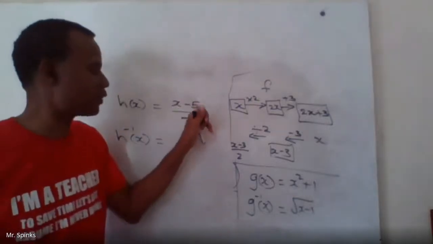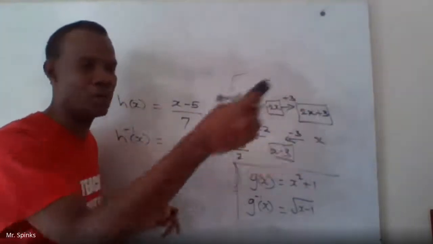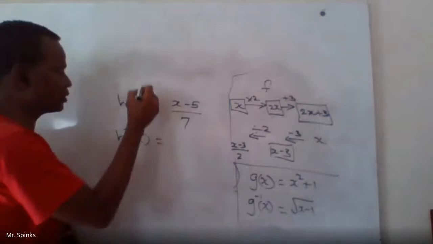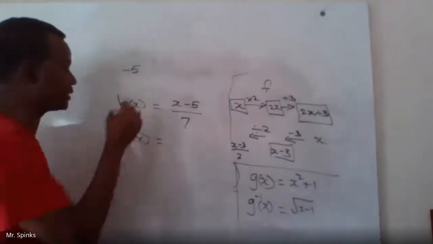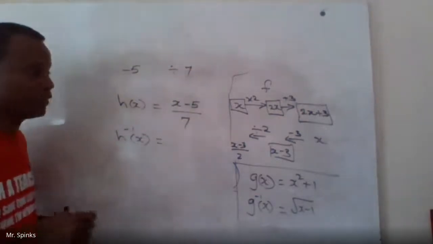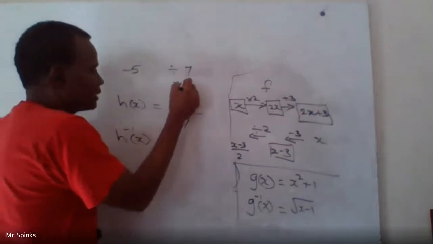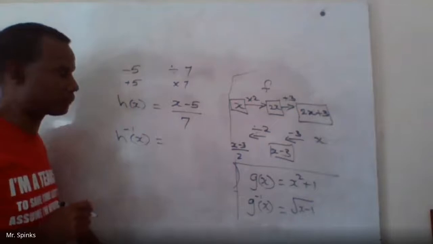X minus 5 all over 7. So what is done first? We subtract 5. Then you know what we do next? We divide by 7. Yeah? So then if we are reversing it, we have to multiply by 7 here, and then we have to add 5 here. Simple? So therefore what?